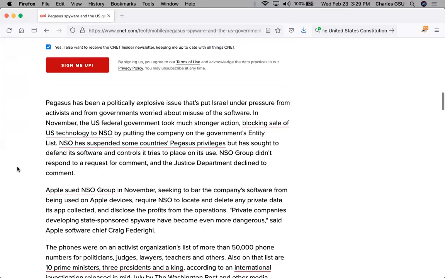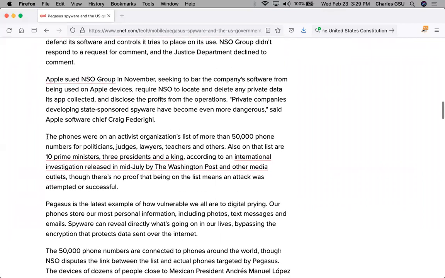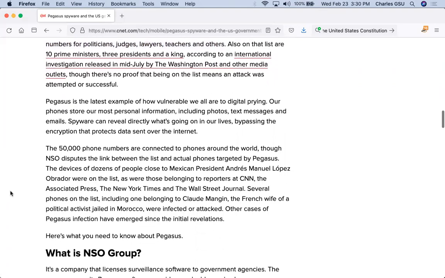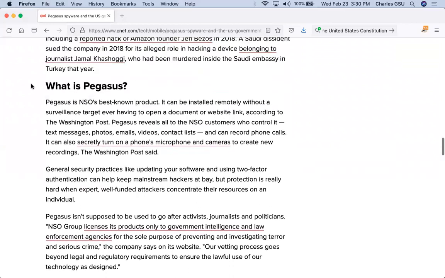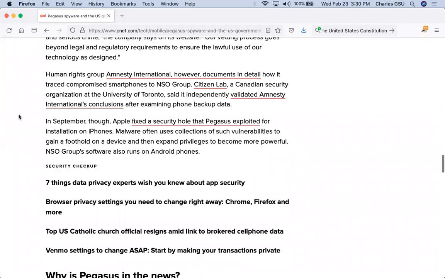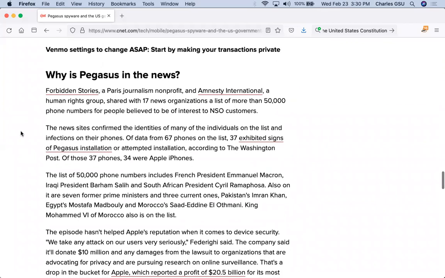And they have discovered that the phones were on an activist organization's list of more than 50,000 phones for all of these kinds of people, right? So this is, in case people don't know, what is Pegasus? The reason why CNET is explaining it is because it's fairly new. It's only a couple of years. And it's not on everyone's radar.